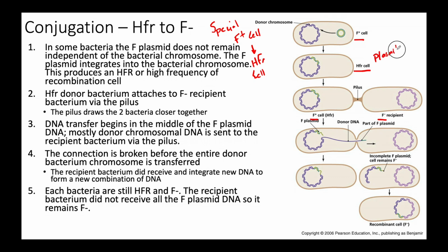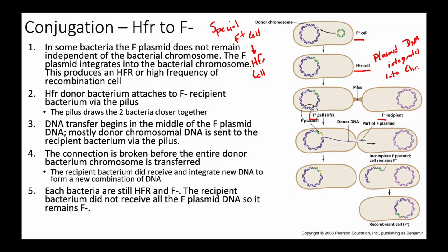plasmid DNA integrates into the chromosome. So prior to this event, they're separate DNA molecules. Here's the chromosome, here's the F plasmid, and they're separate, and that's how we defined an F plus cell. But to convert to an HFR cell, this plasmid integrates or becomes one with the chromosome. So rather than having two separate pieces of DNA, it's one continuous piece.